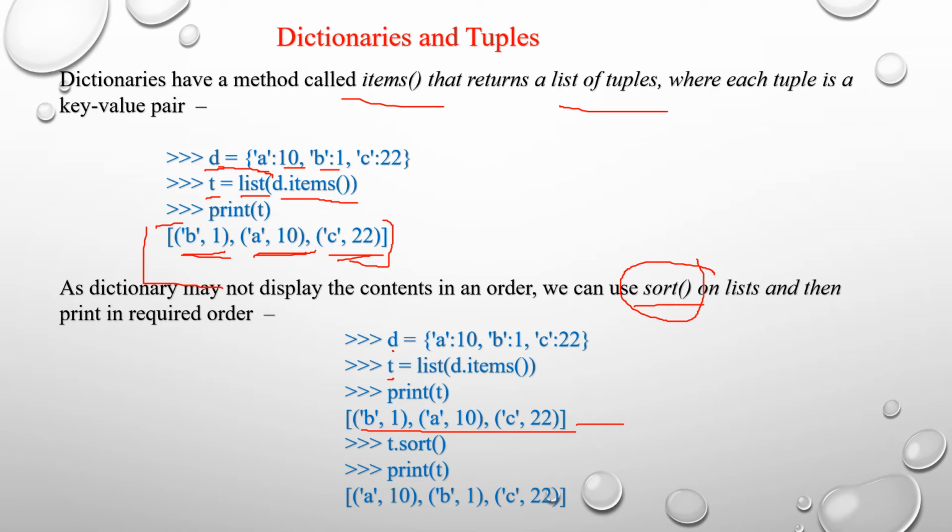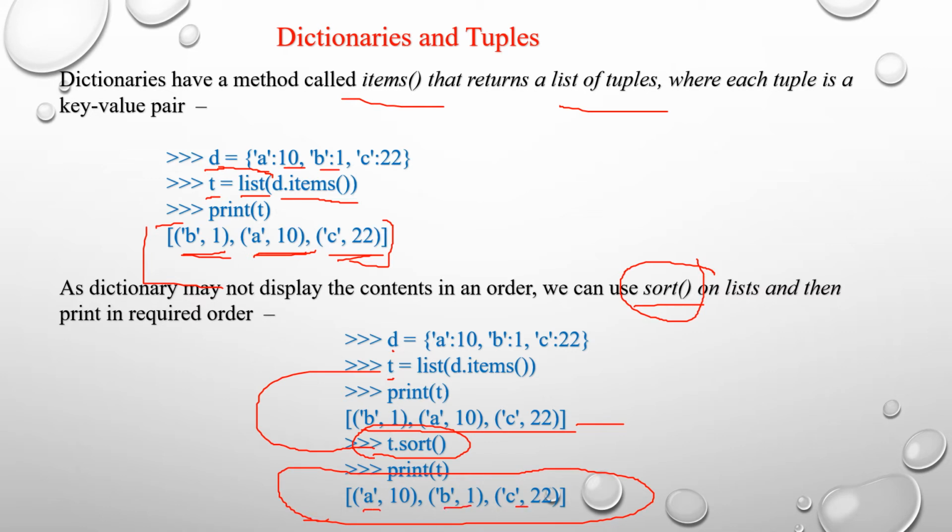If you want this list in order, we can use the sort function. So here I am calling the list variable name t dot, and I invoke the method sort. If you print this, the Python interpreter will sort the list. So the sorted output is a, b and c. So a with its value 10, b with its value 1 and c with its value 22.